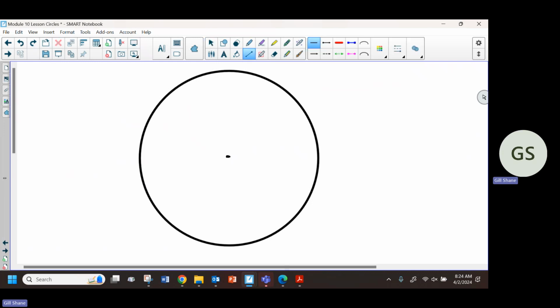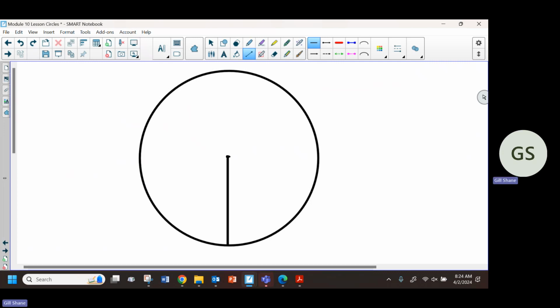So I now have drawn in the radius. And again, the radius from the center to any spot on the circle is always the same length, right? If I drew in more lines from the center out to the circle, they'd all be the same length. That's the key. Radius is always the same length.